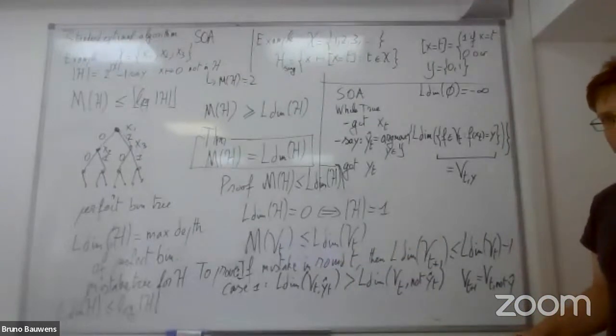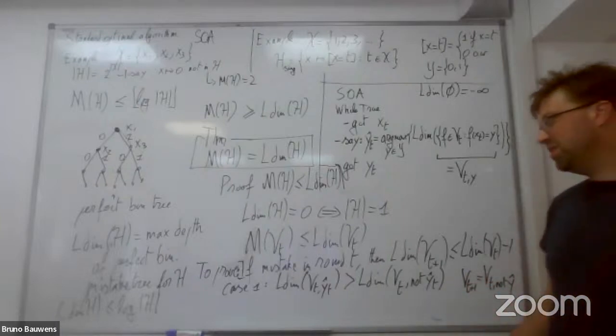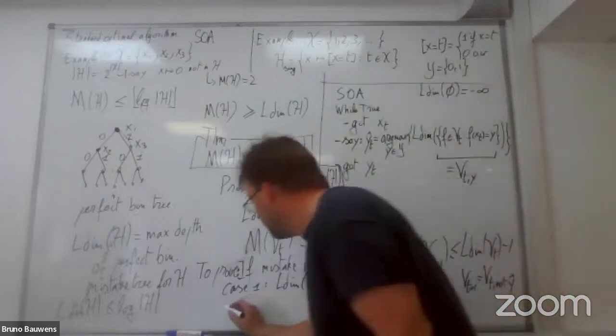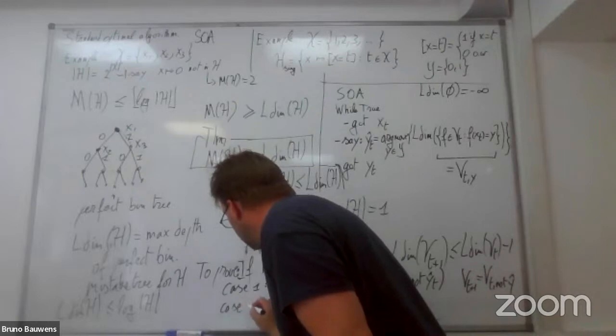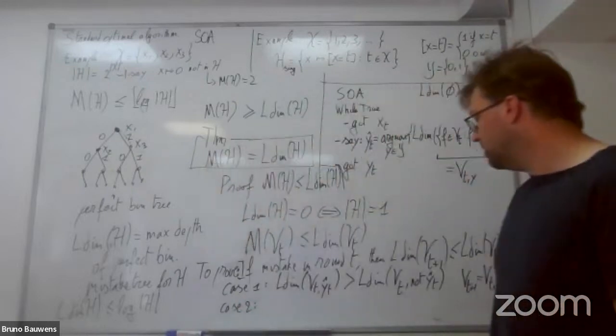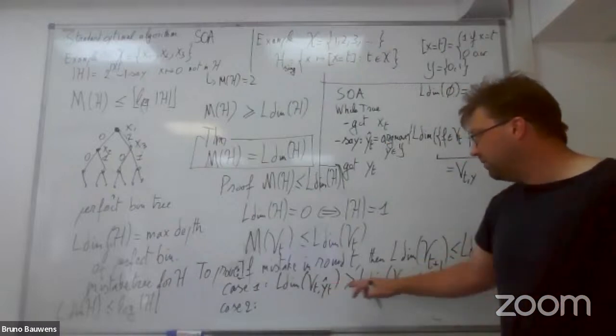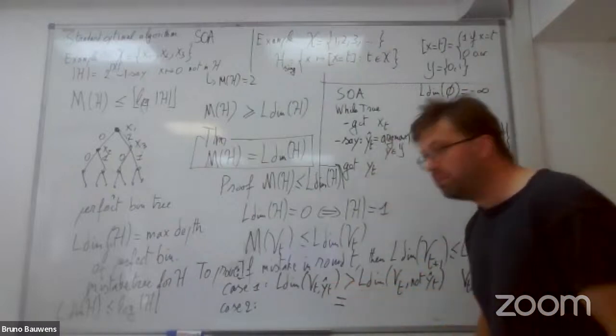It always decreases precisely by 1, or may decrease by more than 1, and then we are lucky. But in the worst case, it decreases only by 1. And then there is case 2, where these 2 have the same Littlestone dimension.